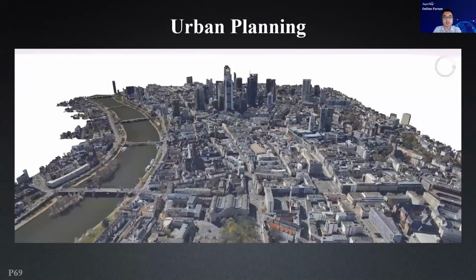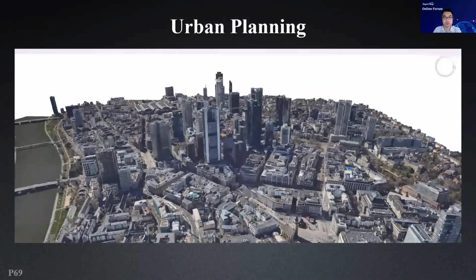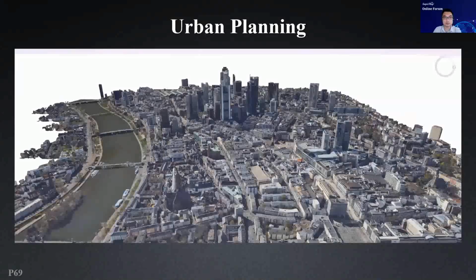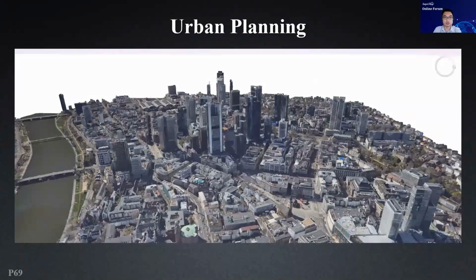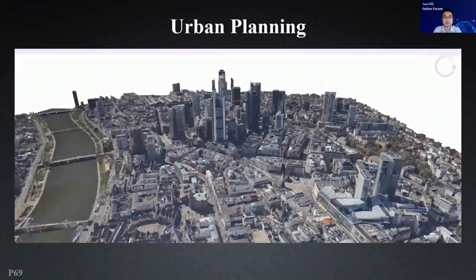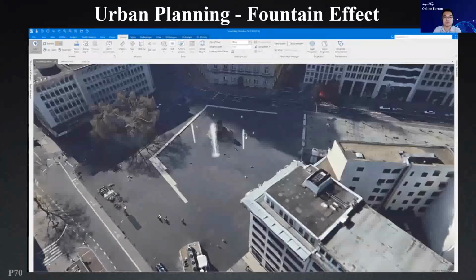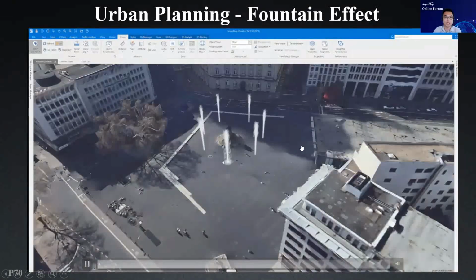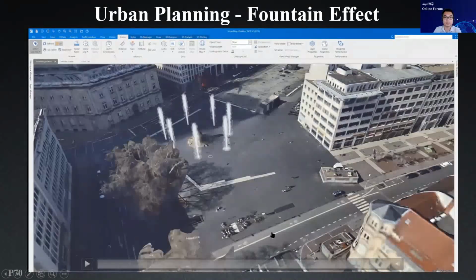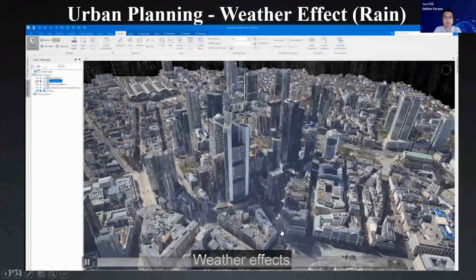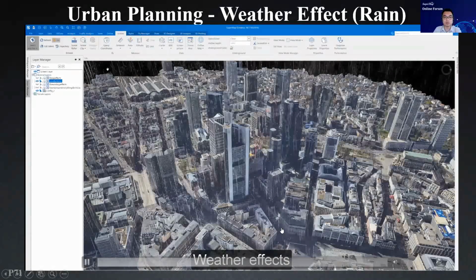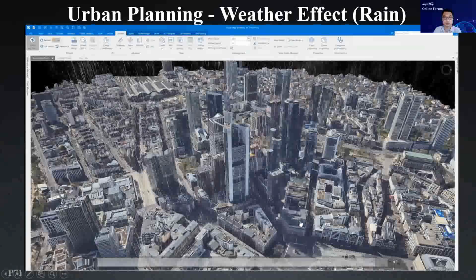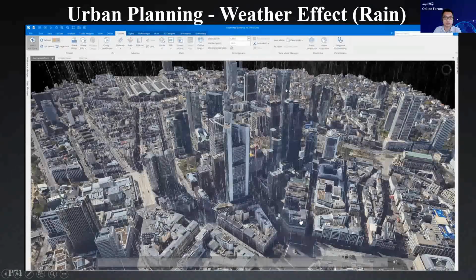This is an urban planning project in Germany. You can see we used a drone to collect the data. And here we provide what we call particle effects. You can see we can set a fountain effect, and also a weather effect to make the 3D scenes more beautiful. We can also provide effects like smoke or fireworks.